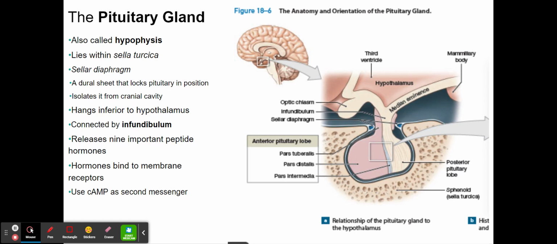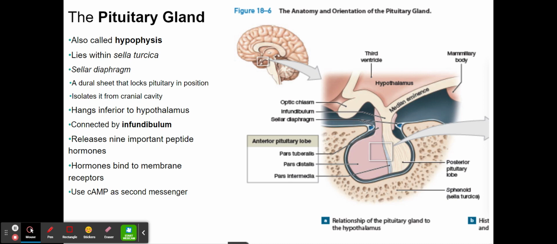So, figure 18.6 here shows the anatomy of the pituitary gland, or the hypophysis. This small oval gland lies nestled within the sella turcica, which is a depression in the sphenoid bone. The pituitary gland is inferior to the hypothalamus, and it's connected by the slender funnel-shaped structure called the infundibulum. The base of the infundibulum lies between the optic chiasm and the mammillary bodies.